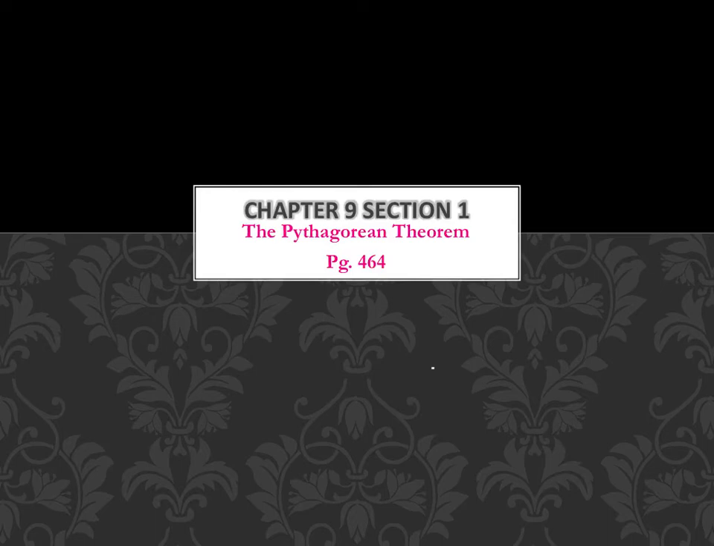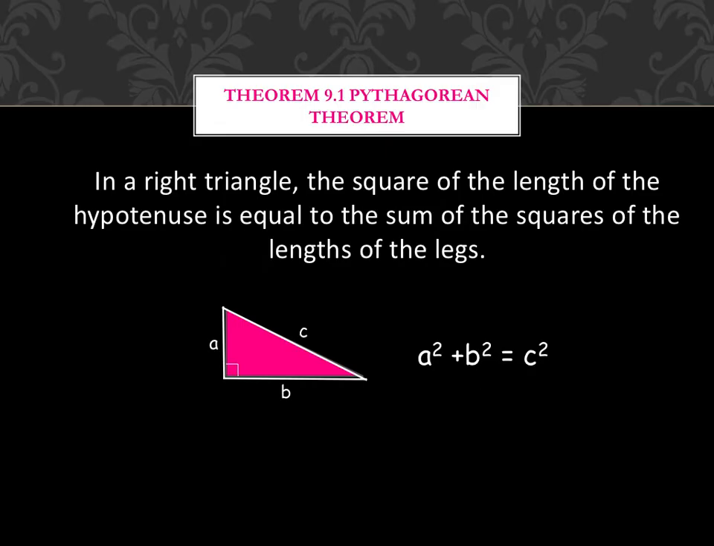Okay, so today we are going to cover section 1 of chapter 9. We're going to cover the Pythagorean Theorem. The Pythagorean Theorem is used for right triangles, and it says the square of the length of the hypotenuse is equal to the sum of the squares of the lengths of the legs. It's also, if you know your ABCs, a squared plus b squared equals c squared.